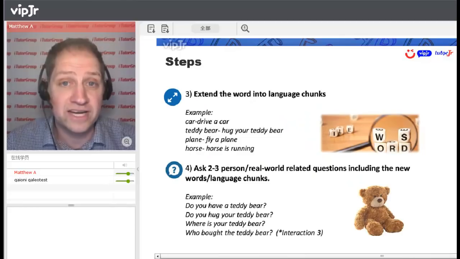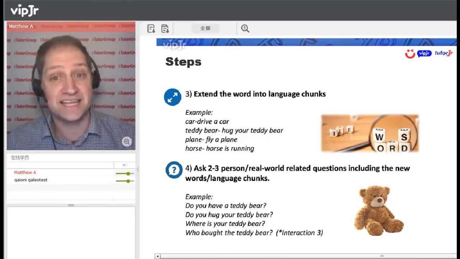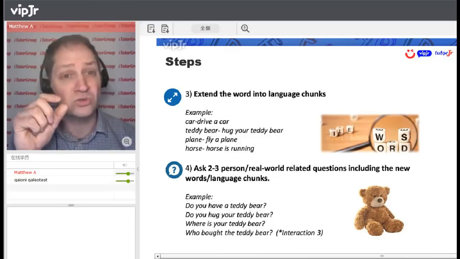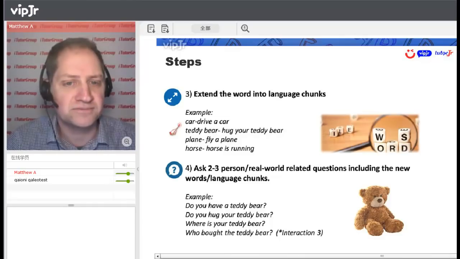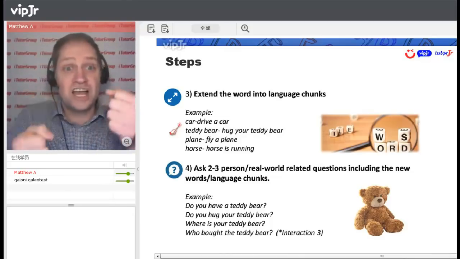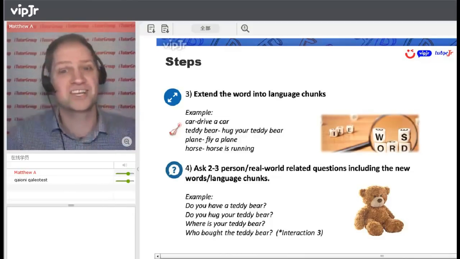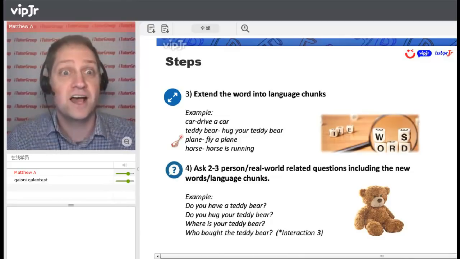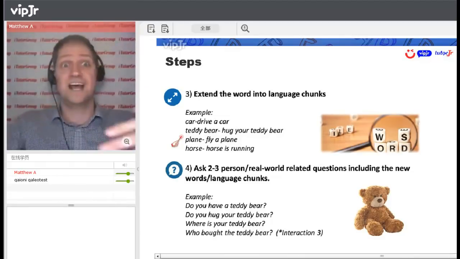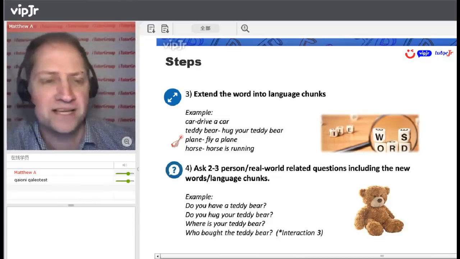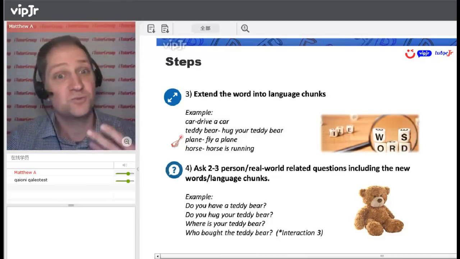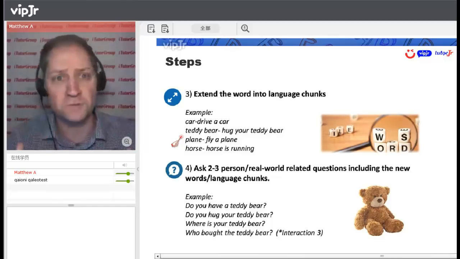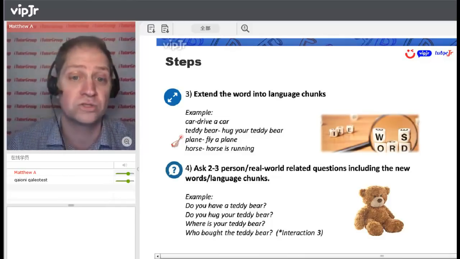Moving on to step 3, we can then extend that word that we've learned, maybe cold or here, into language chunks. Got some examples here. So maybe we've learned the word car, so then we extend it into a chunk. Drive a car. Or teddy bear. Hug a teddy bear. We could grab a teddy bear and say, hug a teddy bear. So we're giving them some language chunks, more options for how they can use the noun that we've just taught them.